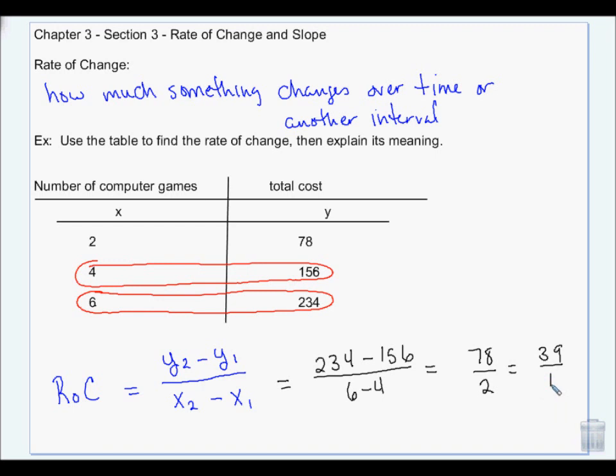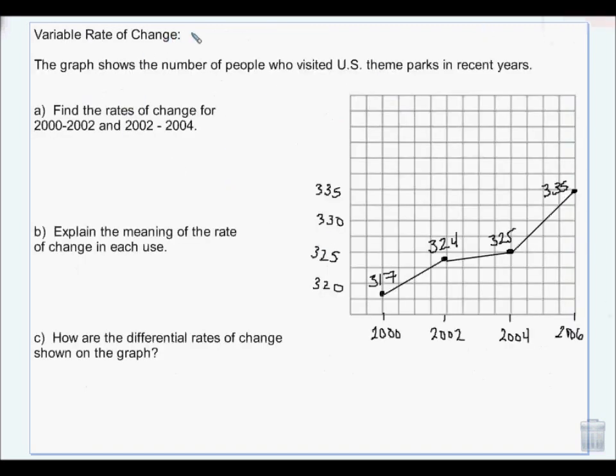This tells me one video game is $39. So that's the rate of change. For every one video game you add, you're adding another $39 to your total price. And this is where the variable rate of change is, that the rate of change is not constant. It's different all the time. Okay? So it's a changing rate of change.